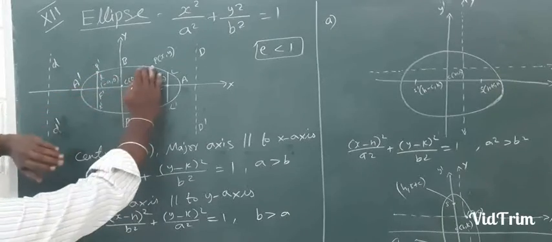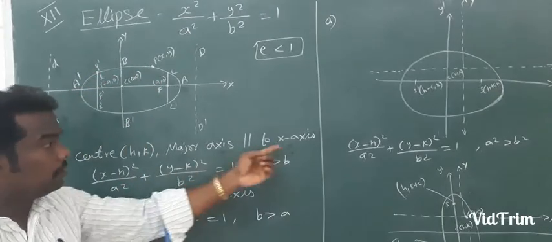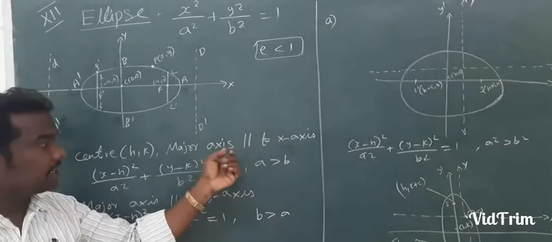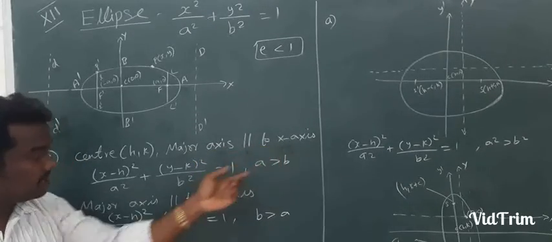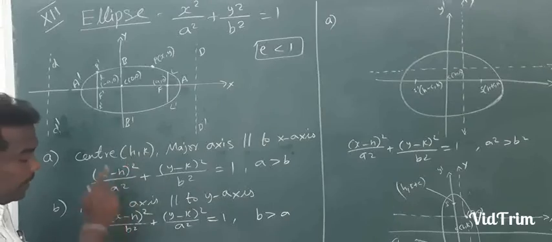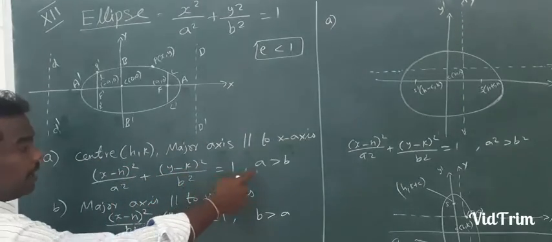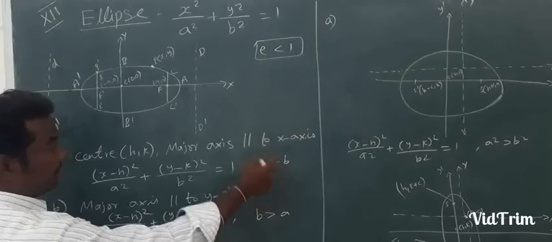The general equation is x squared by a squared plus y squared by b squared is equal to 1. If the center is shifted from the origin, up, down or to any side, we have to adjust the equation. With the major axis parallel to the x axis, the equation becomes (x minus h) squared by a squared plus (y minus k) squared by b squared is equal to 1. Here a is greater than b.